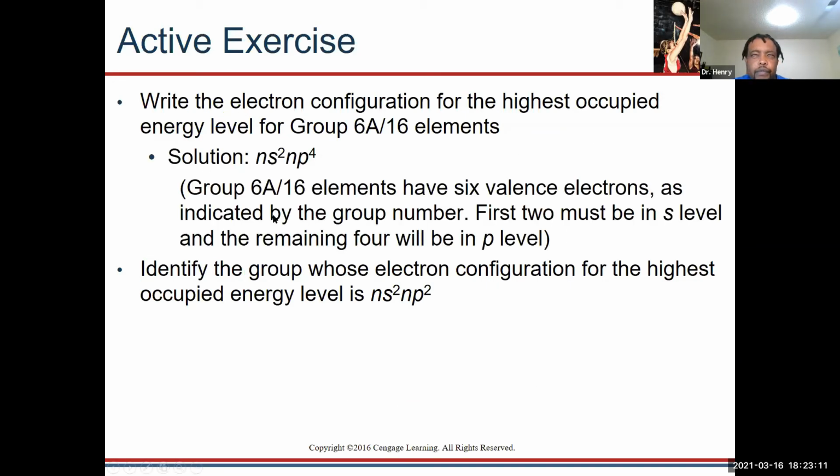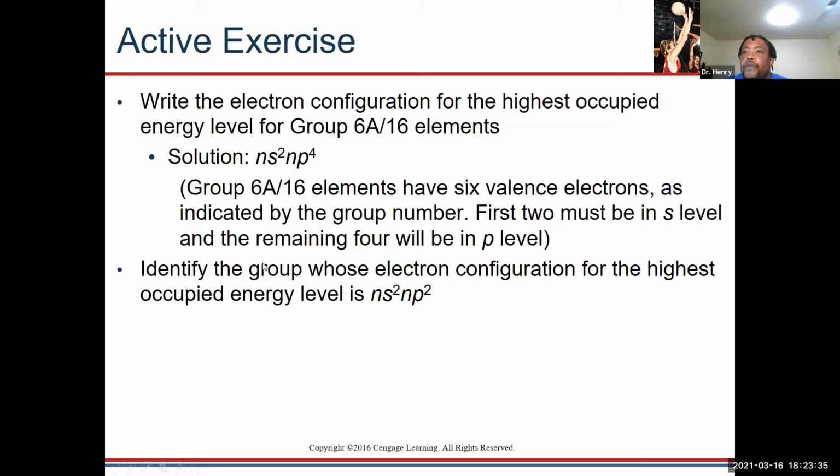Does that make sense? There are 6 valence electrons. Oxygen has 6 electrons that it can use for bonding. Sulfur has 6 valence electrons that it can use for bonding. Selenium has 6 valence electrons that it can use for bonding.